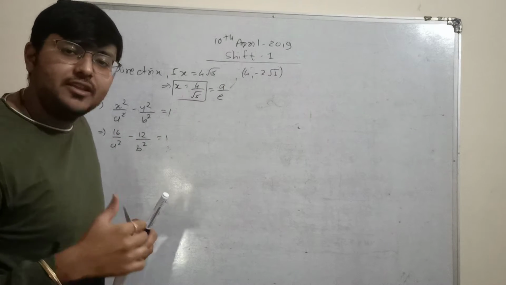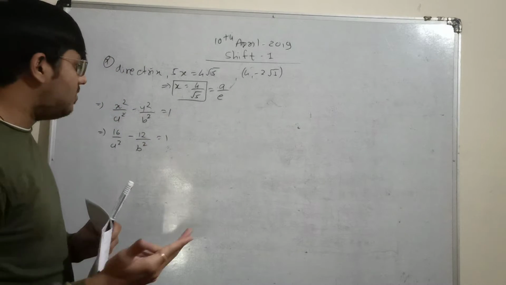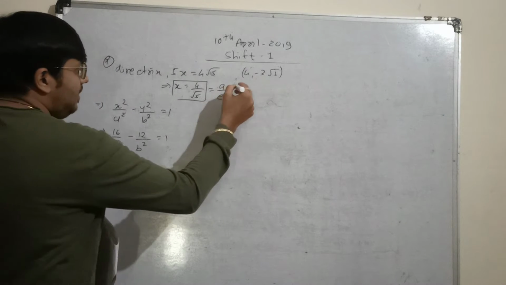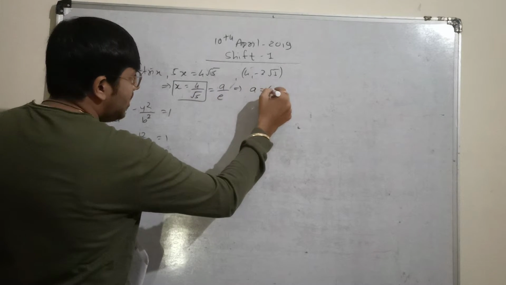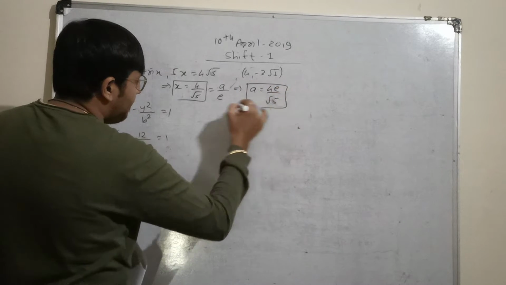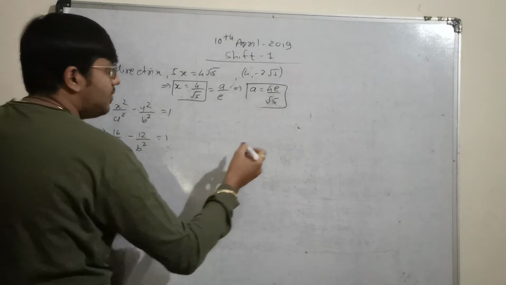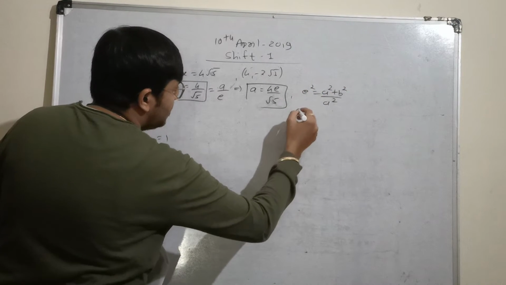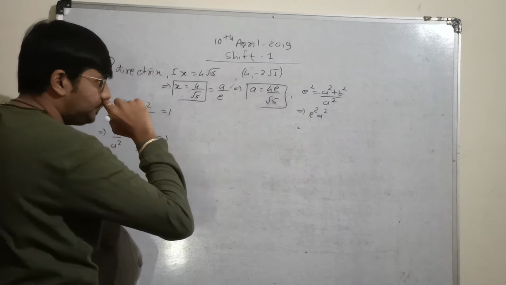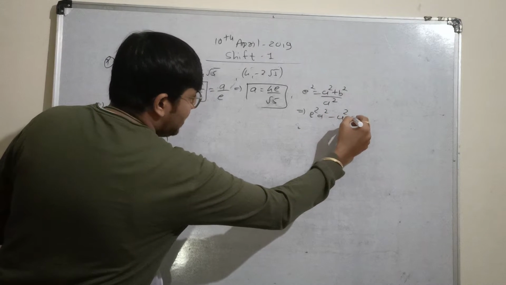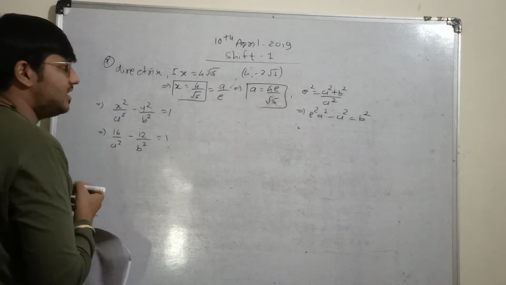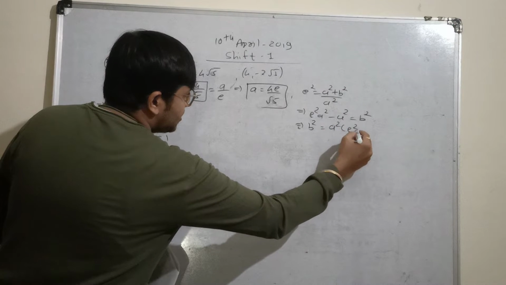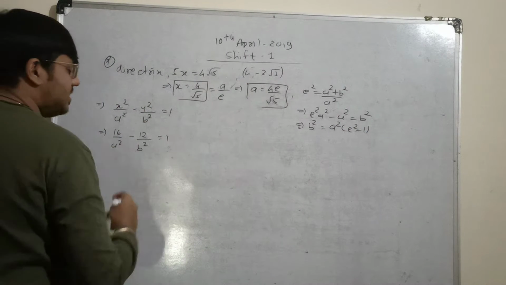Now as the options are in form of e only, we have to convert values of a and b in form of e itself. So here we will get the value of a as 4e by root 5 in terms of e, and also there is a condition between e square as a square plus b square by a square. So we can have a square minus a square equals b square. It's like this. So here if I put the value of b square, I'll get a square as e square minus 1.